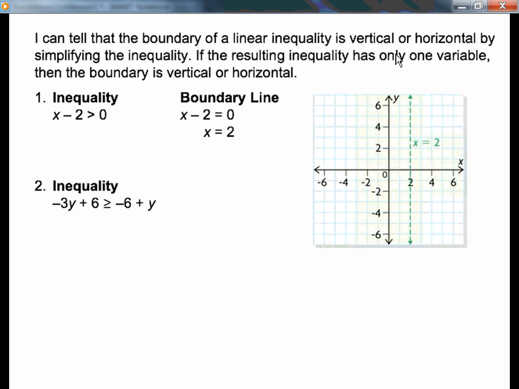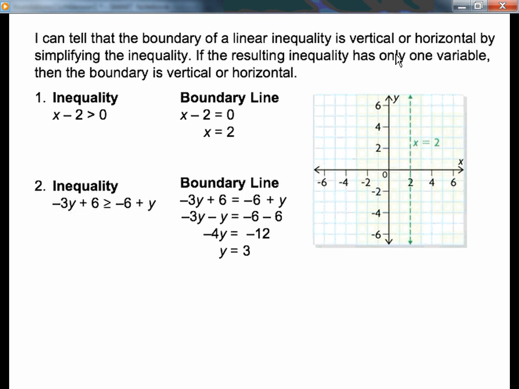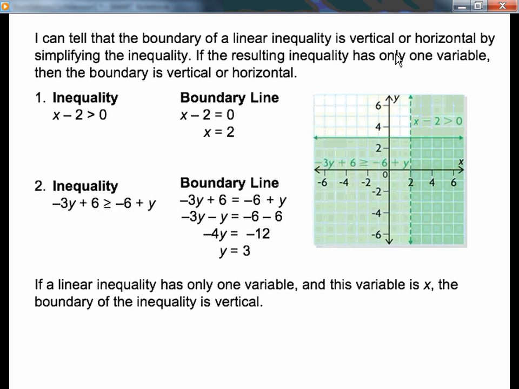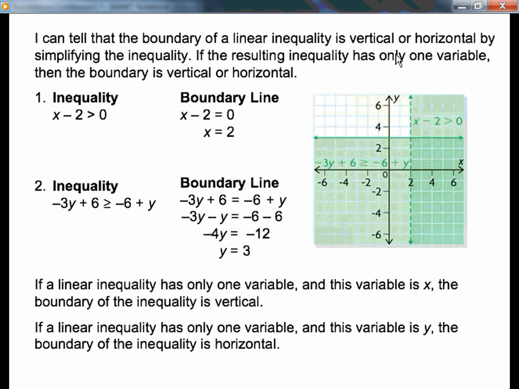As a second example, I used the second inequality in example 2. I simplified the equation of the boundary line for this inequality. In the equation of the boundary line, x can have any value, but y has a constant value of 3. The boundary line is horizontal. I can verify that the boundary line is horizontal by graphing the inequality. If a linear inequality has only one variable, and this variable is x, the boundary of the inequality is vertical. If a linear inequality has only one variable, and this variable is y, the boundary of the inequality is horizontal.